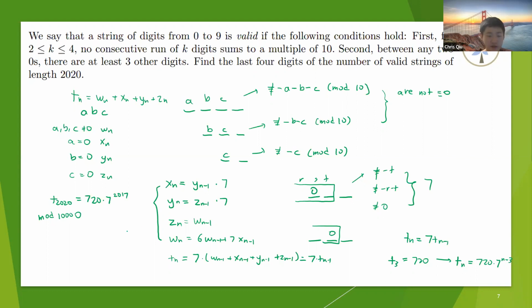And to take mod 10,000, in this case, it would be helpful to use Chinese remainder theorem, since we're dealing with some very large numbers in the exponents. We're going to take mod 16 and mod 625. And we get these numbers because the prime factorization of 10,000 is 2 to the 4th times 5 to the 4th. So we can actually write these as mod 2 to the 4th and mod 5 to the 4th to spare any confusion.